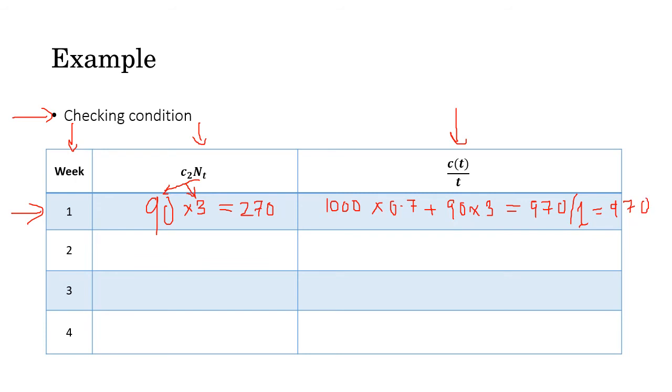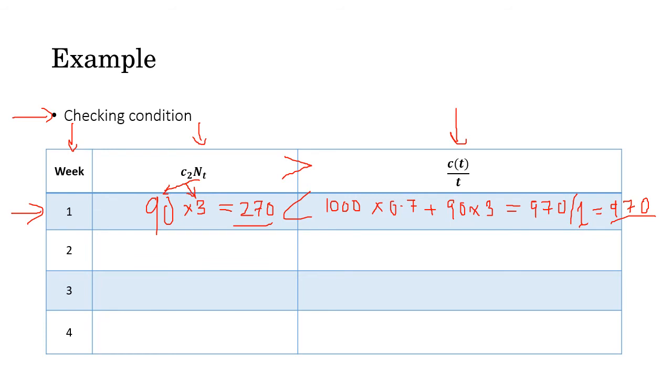Okay, then we check the condition whether this C2NT is greater than CT by T, and this condition is not satisfied at the end of week 1 because this 270 is less than 970. So let us move on to week 2.